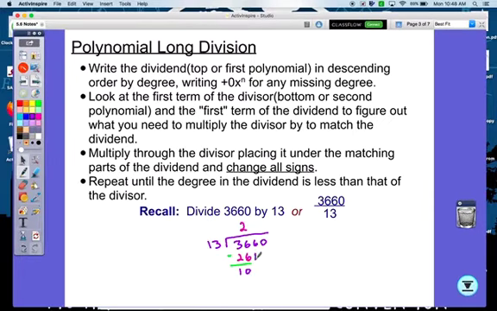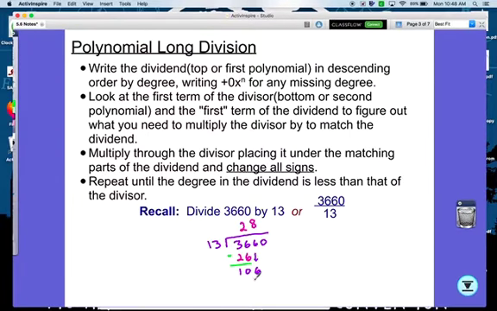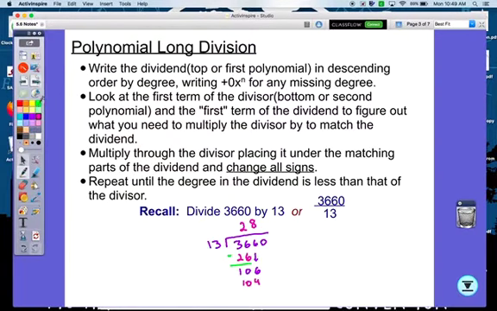I'll bring down the next number, 106. Try to figure out how many times does 13 go into 106. I think about 8 times maybe. I'll try that out. 8 times 3 is 24. Carry the 2, that gives me 104. And then I subtract.